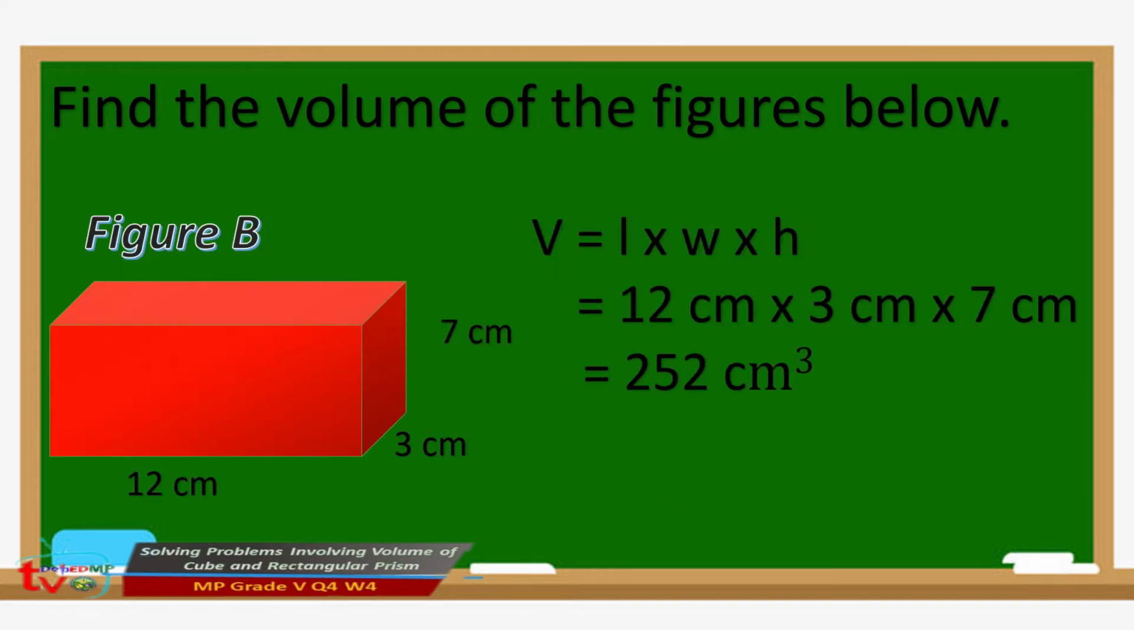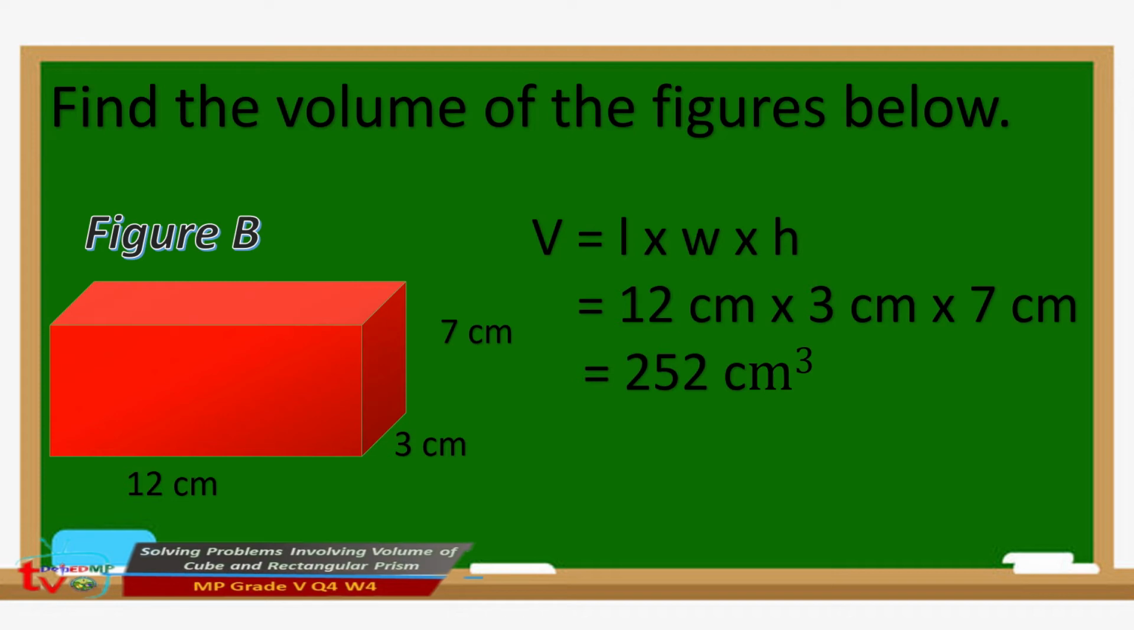Okay, so let's also have the volume of the rectangular prism, which is figure B. We use this formula in finding the volume of a rectangular prism: volume is equal to length times width times height. So let us substitute L with 12 centimeters, W with 3 centimeters, and H with 7 centimeters. So 12 centimeters times 3 centimeters times 7 centimeters. If you compute that, you will arrive at 252 cubic centimeters.